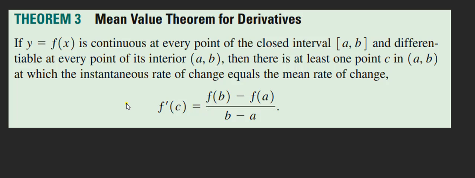So the mean value theorem states that if y equals f of x is continuous at every point of the closed interval a to b and differentiable. What do you mean by differentiable? It means that you're able to find the derivative or find the slope at every point of its interior, a to b. Then there is at least one point c in a to b at which the instantaneous rate of change equals the mean rate of change.